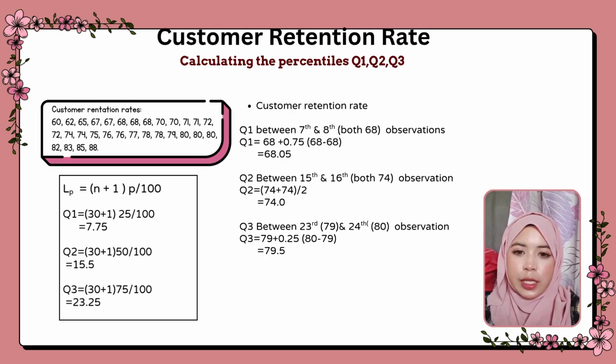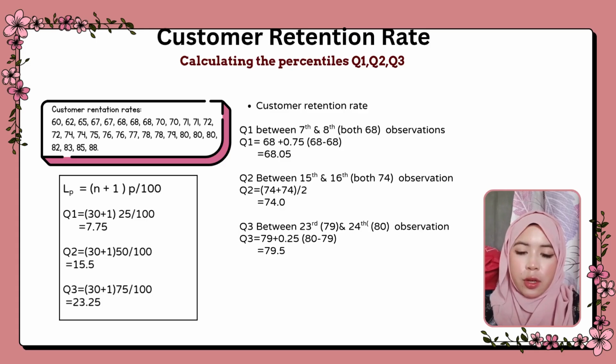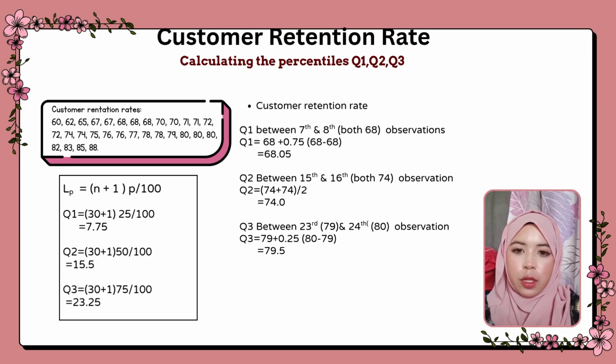So Q2 is 74 times 2 divided by 2, and the answer is 74.0. For Q3, it is between the 23rd and 24th observations, which are 79 and 80. So Q3 is equal to 79 plus 0.25, and the answer is 79.25.